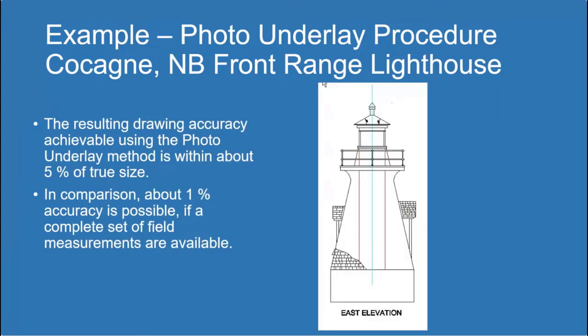So here's one view of the final drawing. Basically, this happens to be the east elevation. I've determined by checking that the resulting drawing accuracy available using the photo underlay method is actually within about 5% of true size, which is pretty darn good for a model purpose. And in comparison, you can get about 1% accuracy if a complete set of field measurements is available. So either one of these methods is very helpful.